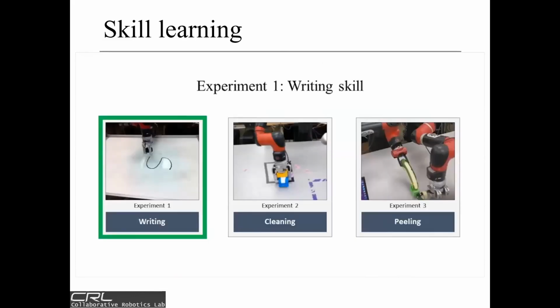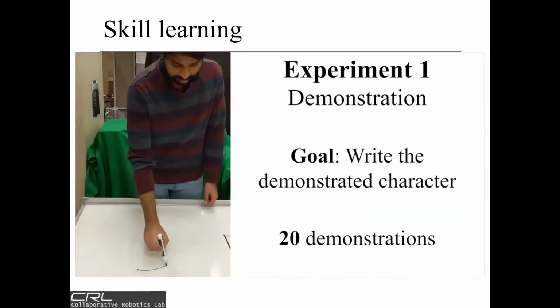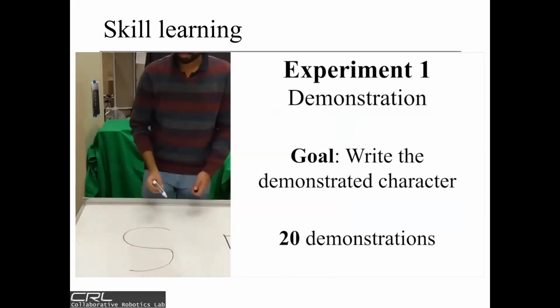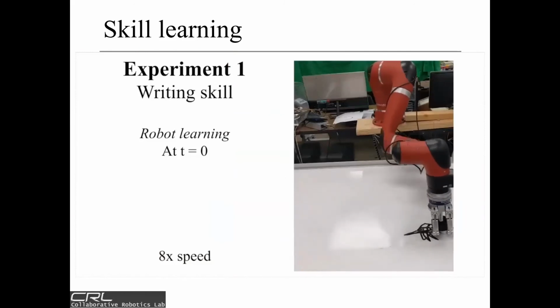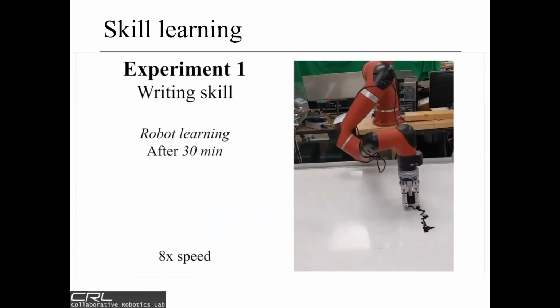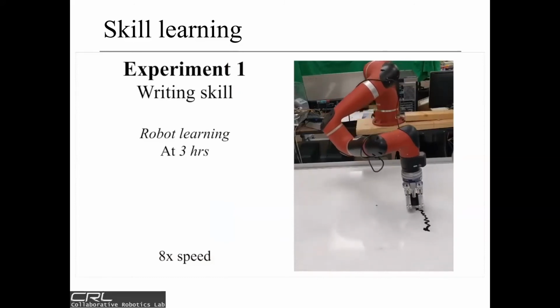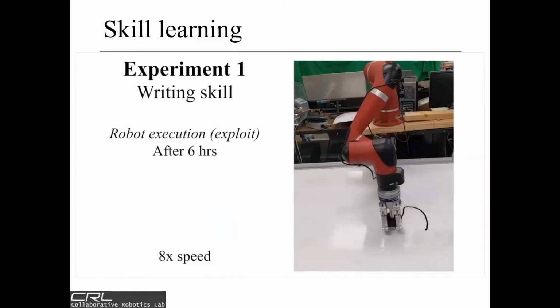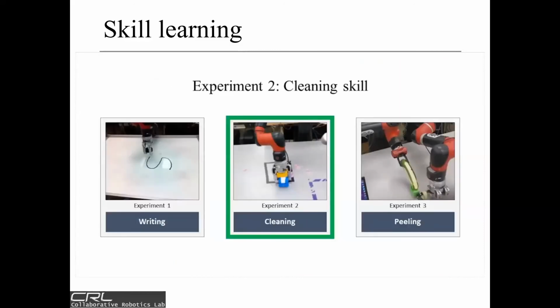Here is a video of the skill learning itself. So here we provided 20 demonstrations to learn an unknown skill of writing. And the goal was to write a character. And as you see, the robot infers both the position and action space. That in XY, it's a position translation. And in the Z direction, it needs to just achieve contact and apply a certain force.